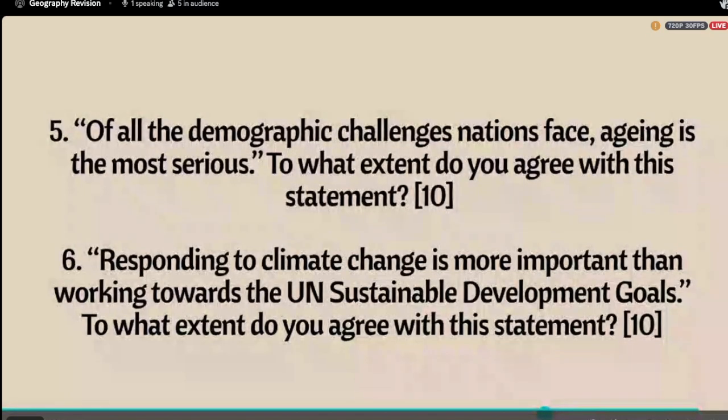Yes. I would argue that they're interchangeable. You can't respond to a climate change crisis without working towards the sustainable development goals, because that's what the goals are for. You know what I mean? That's what I would argue. I would say I don't agree with the statement really, because when responding to climate change, you are inherently living up to what the goals are for, if that makes sense. Does that make sense? Hope it does.